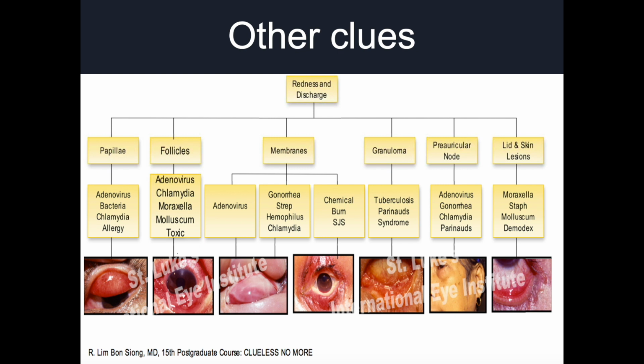And finally, some other clues which you could take note of during the eye exam. There are some cases that present with more papillae. Some cases have more prominent follicles. Sometimes you might see some membranes, granuloma, preauricular nodes, or even lid and skin lesions. That will help you narrow your diagnosis. Feel free to pause the video again so you could take time to analyze and digest the load full of information here.